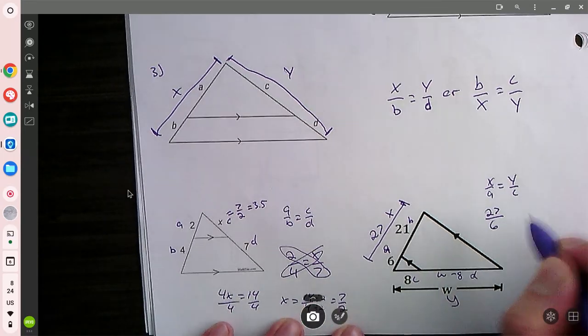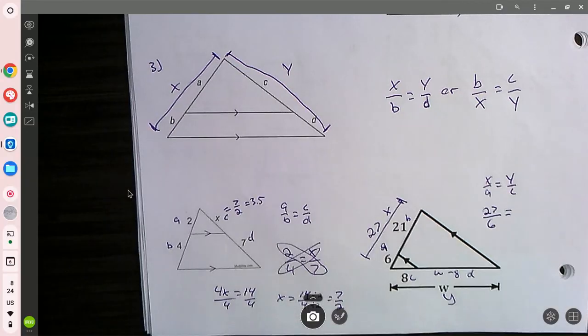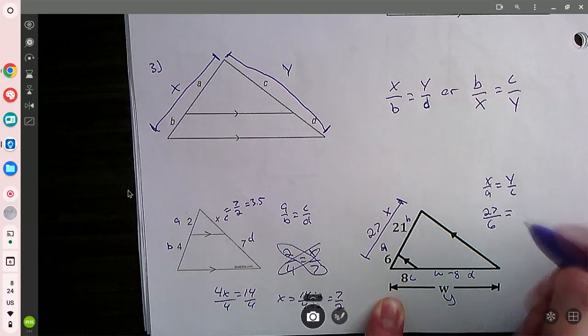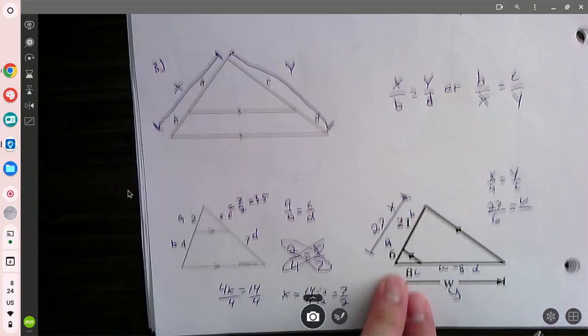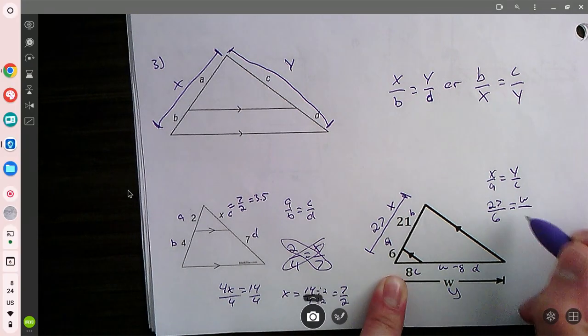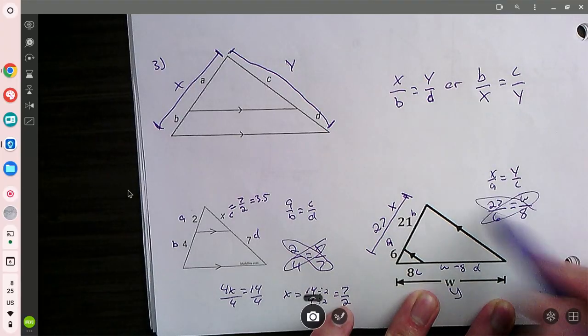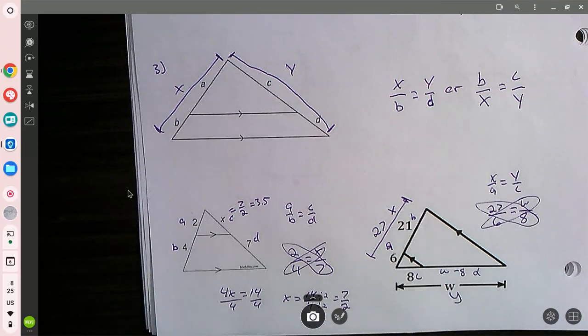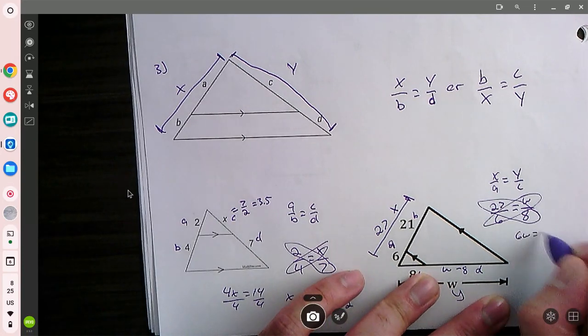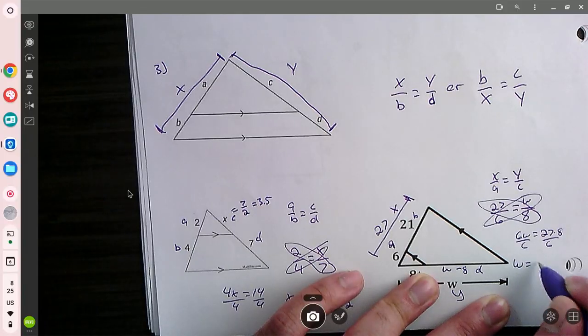Now this should be equal to my whole distance, which is W, over my C, which is 8. And now I do my cross products to solve for my W. So 6 times W, my fault, I misspoke. 6 times W equals 27 times 8. So 6W is equal to 27 times 8, divided by 6. W is equal to 27 times 8 divided by 6.